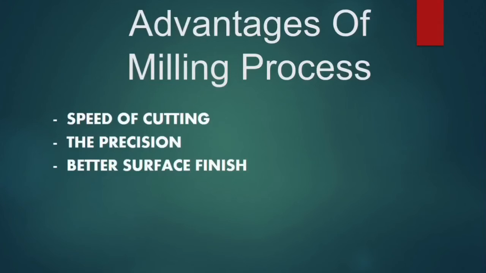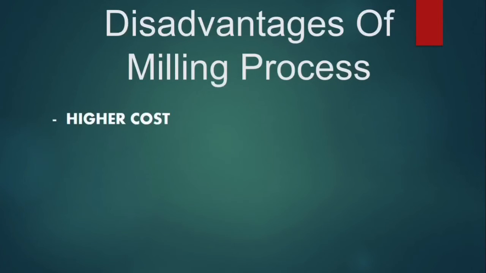Okay, the disadvantages of the milling process. First, higher cost. The cost to purchase this machine is more expensive than a manual device. It also costs more to maintain and operate the machine.